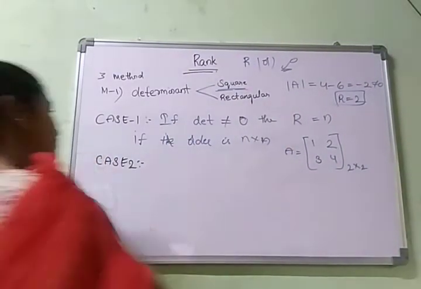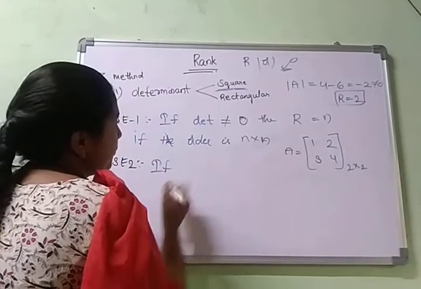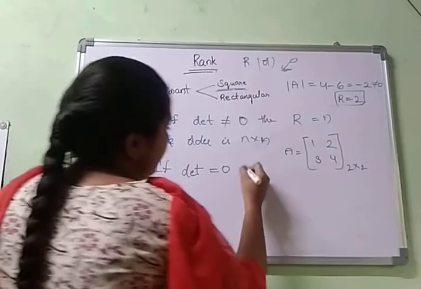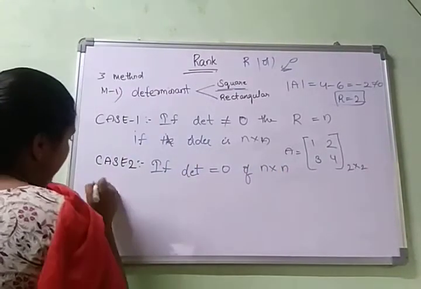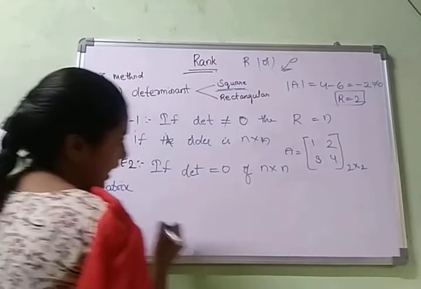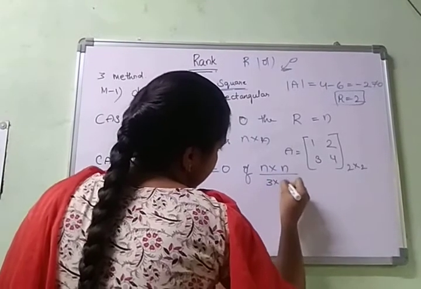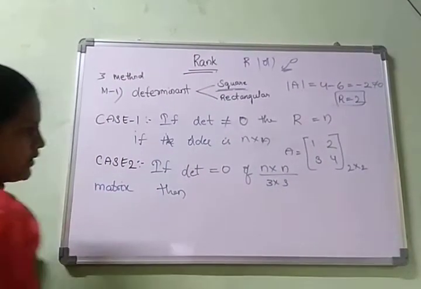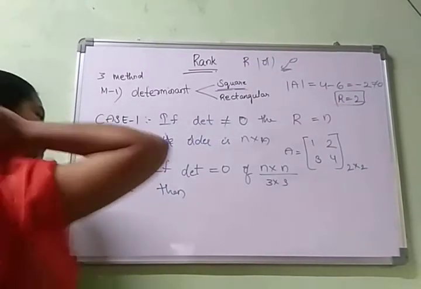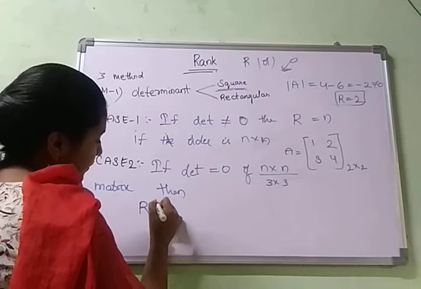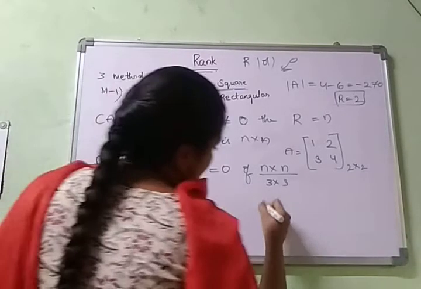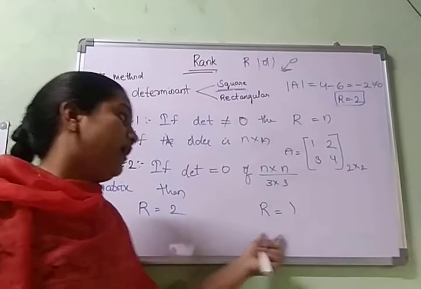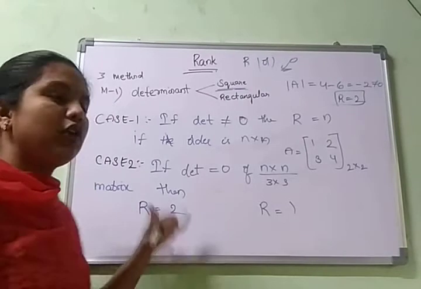So next, if the determinant is equal to 0 for an n by n matrix, let's take an example of a 3 by 3 matrix. Then listen here carefully. The rank may be 2, or the rank may be 1. So there are two cases within this case 2 itself. What are those two cases?